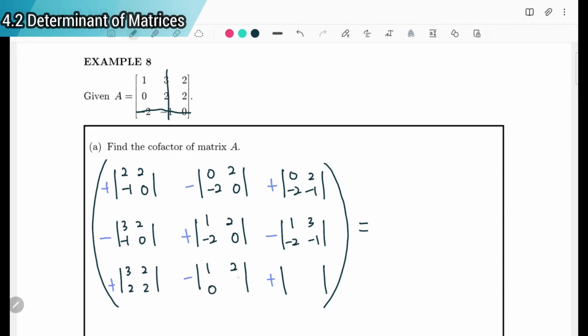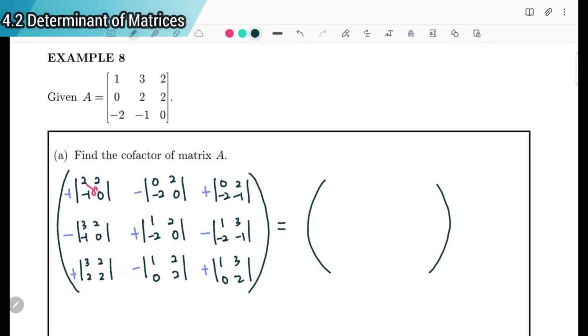1, 2, 0, 2. Lastly, we have 1, 3, 0, 2. And as you can see, I've written all the signs for the cofactor. Now we just need to find the determinant of the submatrices and times with the sign.